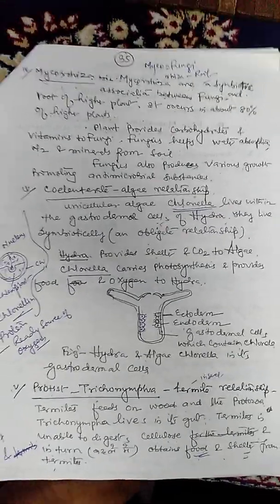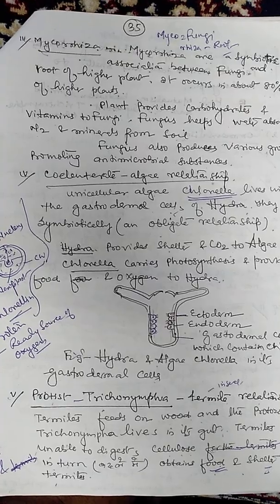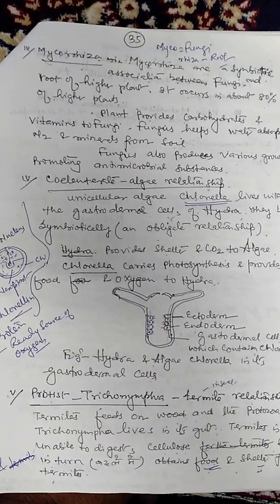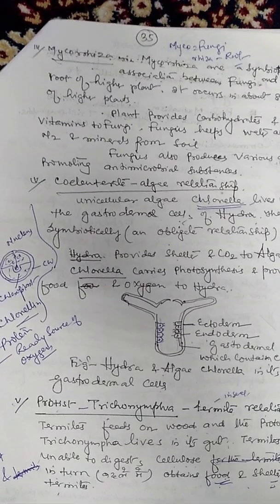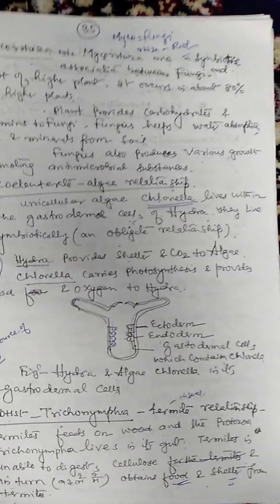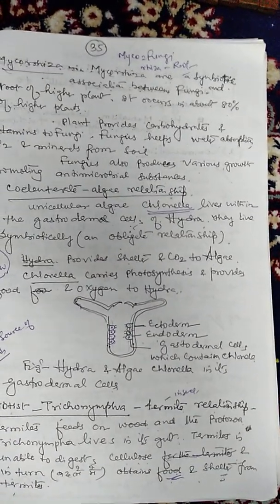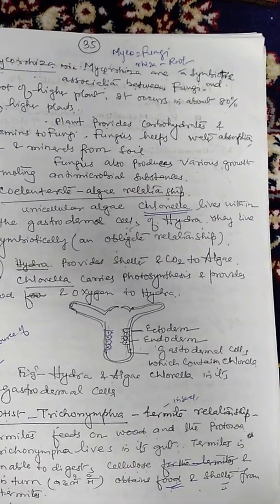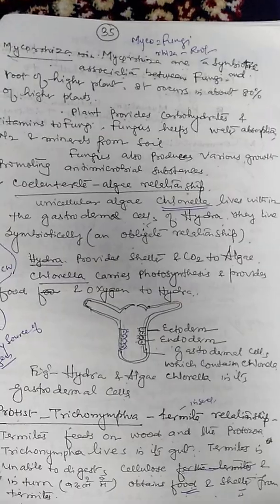Third example is the mycorrhiza. Myco means fungi, rhiza means root. Here is the association between two dissimilar organisms, in which one partner is the fungi and the other one is the root of the higher plant. The plant provides carbohydrate and vitamins to the fungi, and the fungi helps in absorption of water and minerals from the soil.